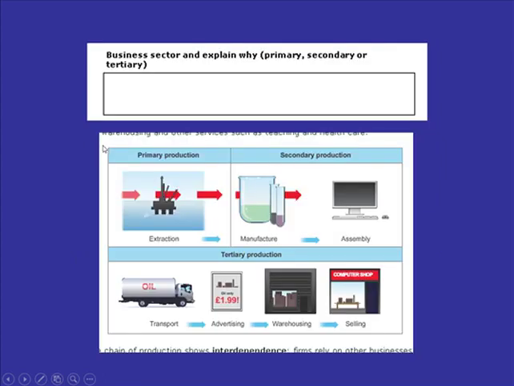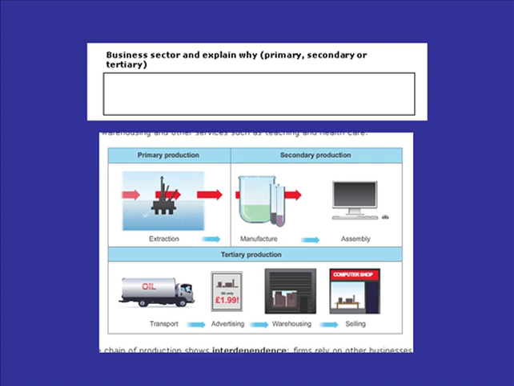The second part, business sector, and explain why. This bit is a quick screenshot from GCSE Bitesize, trying to explain what the difference between primary, secondary and tertiary is. Primary, digging stuff out the ground. Secondary, turning it into something, and tertiary, selling goods or services. It should be reasonably easy to categorise your business, but I want you to explain why you've picked the category that you have. So if you've done Crawshaw School, are we primary, secondary or tertiary?